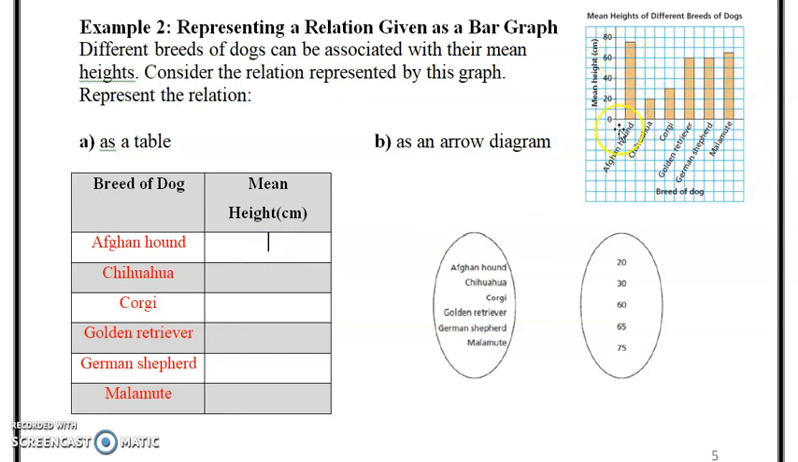We just go up to our data. For the Afghan Hound, you can clearly see that it's halfway between 70 and 80, so we can say that it's 75. You don't need to put centimeters; it's already in brackets here, so you don't need to put centimeters every time. Next, we have the Chihuahua, which is 20 centimeters. Next, we have the Corgi, which is 30. It's between 20 and 40 in your graph there. Next, we have the Golden Retriever, which is 60. The German Shepherd has an average height of 60 as well. And a Malamute, which would be 65. It's halfway between 60 and 70.